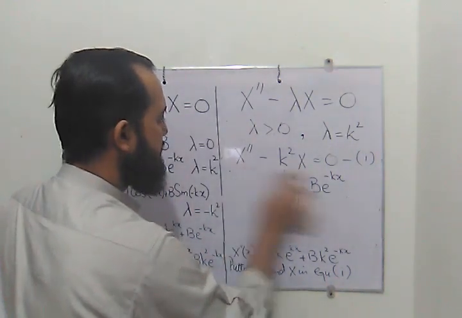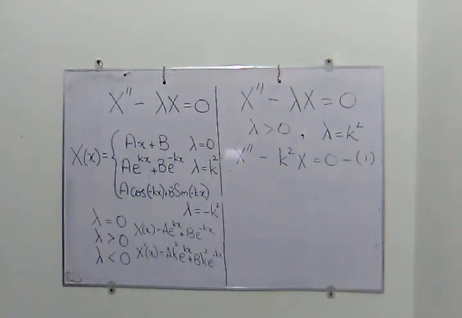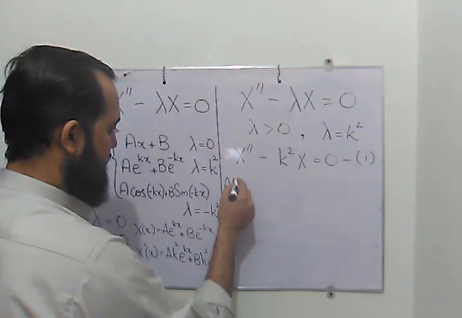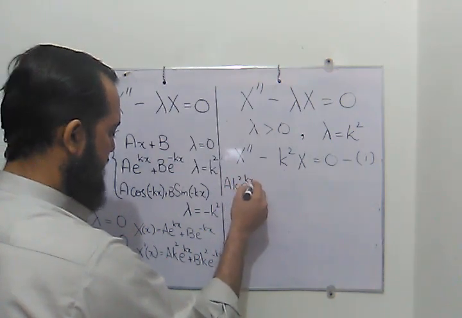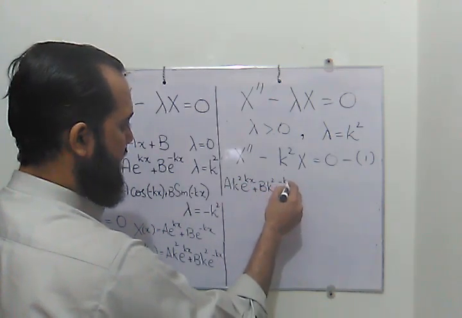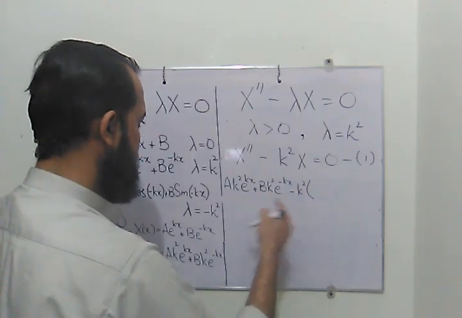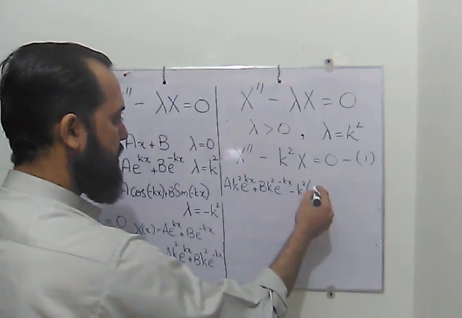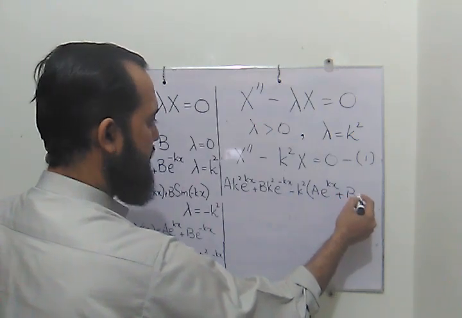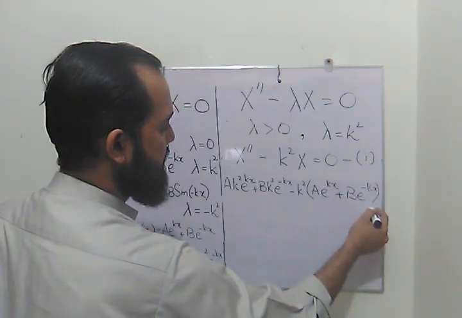Now we can substitute the values. When we substitute the values, in place of x double prime we can write a k square exponential kx plus b k square exponential minus kx, minus k square, and we have the solution a exponential kx plus b exponential minus kx, and all this is equal to 0.